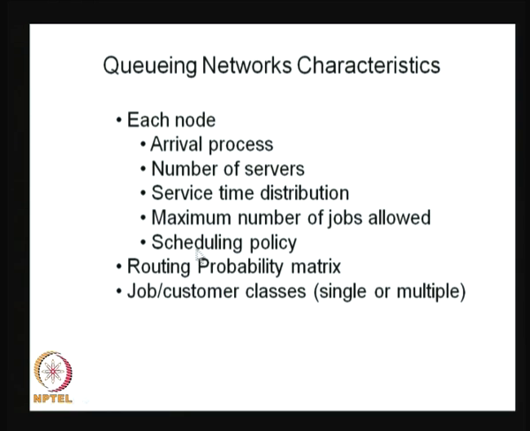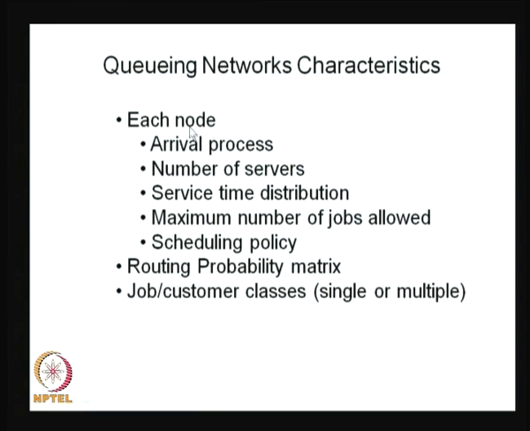So, we need a routing probability matrix. The order of that matrix is the number of nodes in the queuing network, and the entries are probability values. Therefore, each entry will be greater than or equal to 0 and lie between 0 and 1. Obviously, this routing probability matrix will be a stochastic matrix. The row sum is 1, and all the entries lie between 0 and 1.